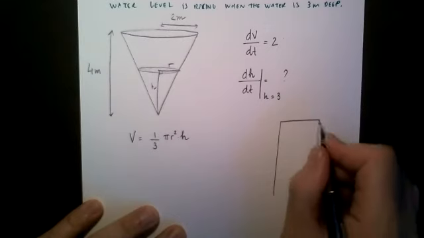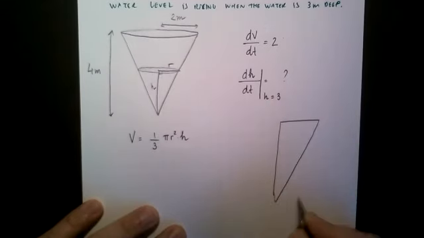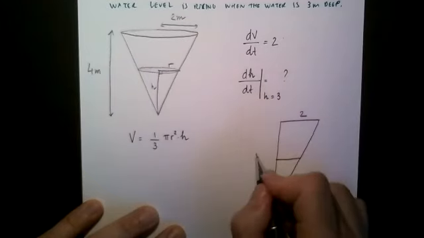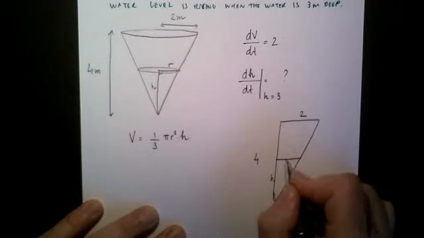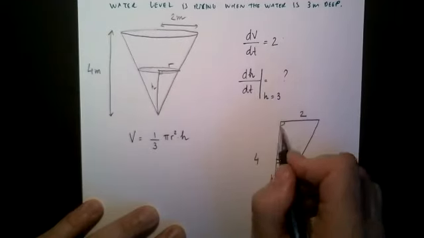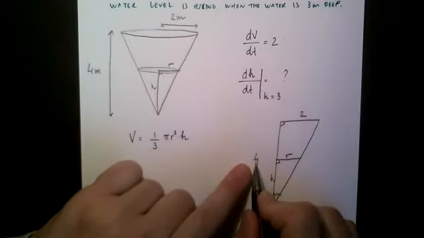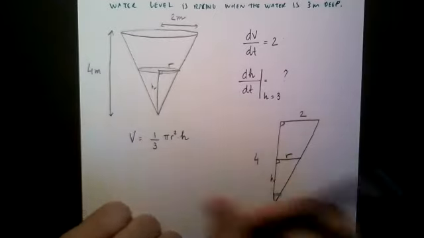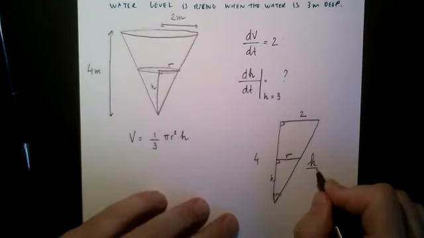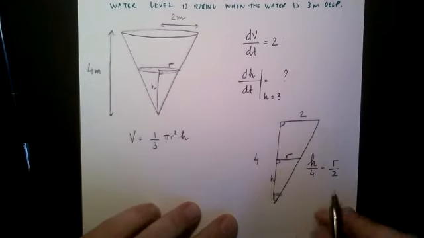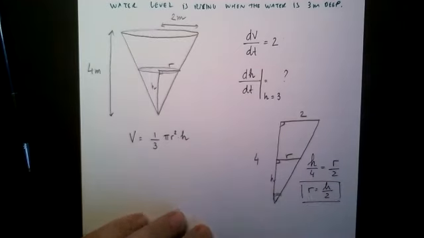Okay, so if I draw sort of a cross section of my cone, on top I have 2, and all this is 4. This is h. This is r. These two triangles, the big one and the small one, are similar because they have a common angle and 90 degrees here. So h over 4 is exactly equal to r over 2. Therefore the radius is h over 2. Good, very good.